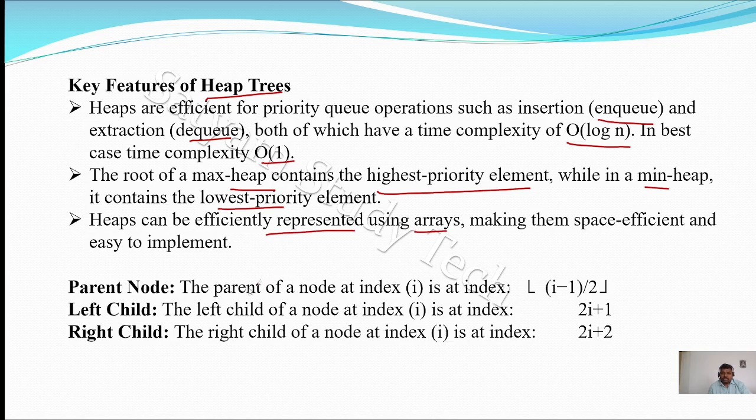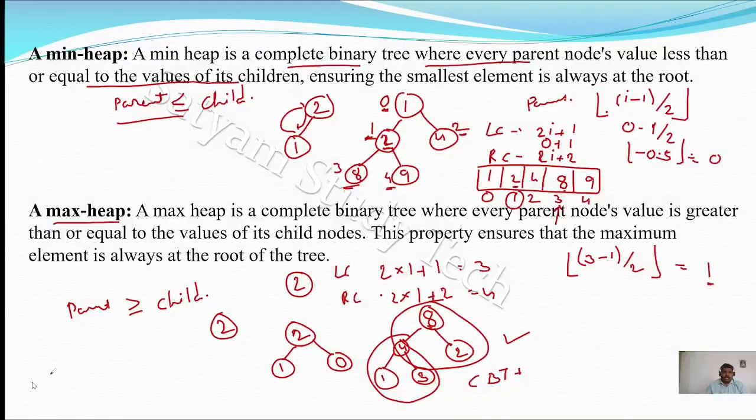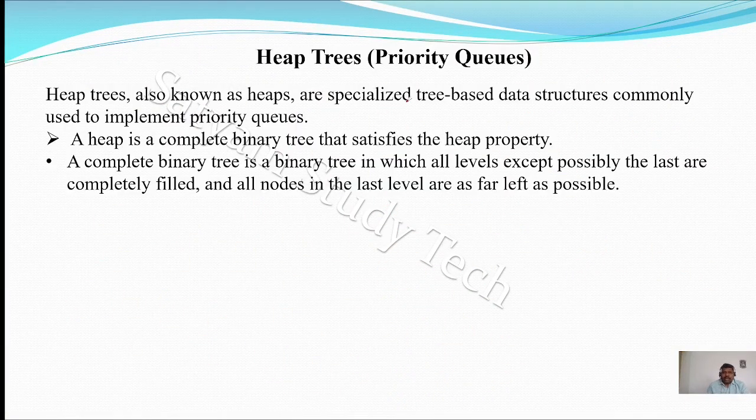Later we can discuss that. Now we have already discussed the parent node. The parent node at index I is floor of (I minus 1) by 2, the left child of I is 2I plus 1, and the right child of I is 2I plus 2. And we can discuss one more thing. What is a priority queue? The priority queue means here it is a maximum priority or minimum priority.